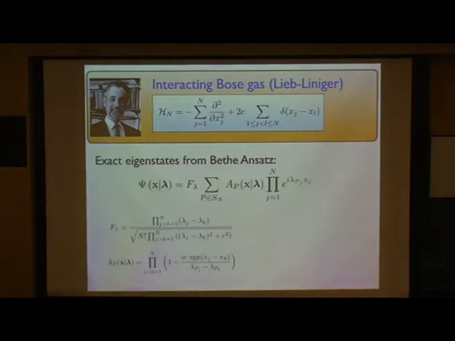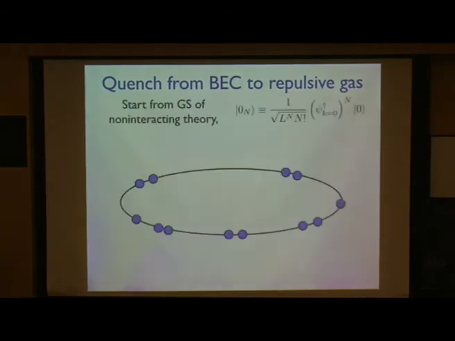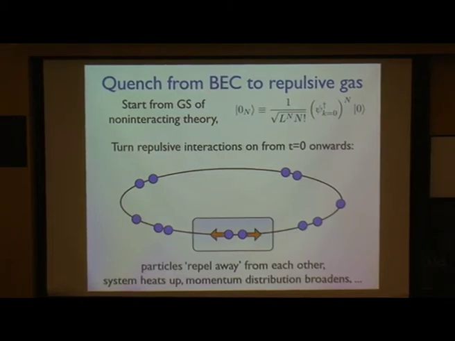So Lieb-Liniger, okay? Seen that, Bethe ansatz correlations, know that? Now, what we're going to do is that we are going to prepare the Lieb-Liniger gas in the ground state of the non-interacting system. Okay, so it's a state where all the particles live at zero momentum. So the momentum distribution function is just one massive delta peak at k equals 0. And then, at t equals 0, we will turn on repulsive interactions.